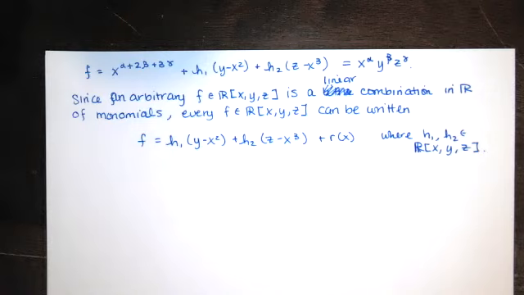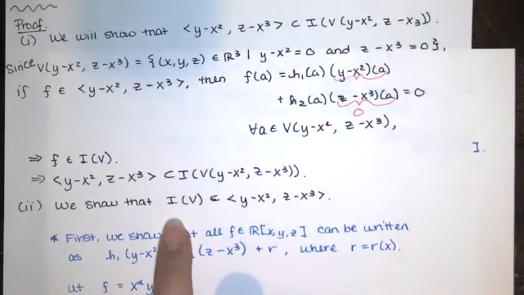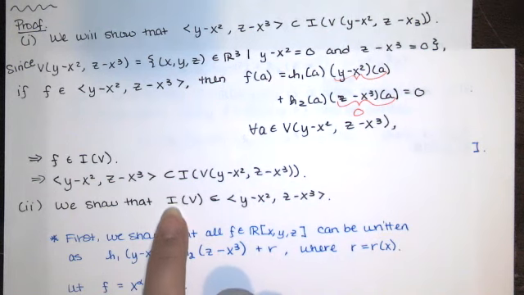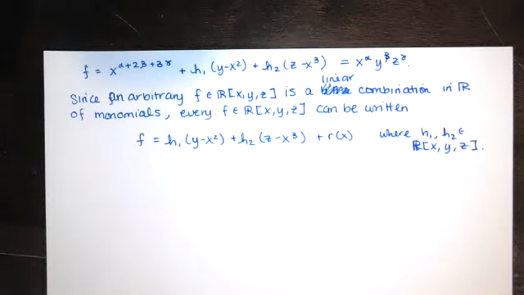So now we're ready to prove the other inclusion. We want to show that if a polynomial is a member of the ideal of the variety, then that polynomial has to belong to the ideal generated by the polynomials y minus x squared and z minus x cubed. And we can do that given that every function f can be written in this way. So let's just start by assuming that we have a function in the ideal of the variety.